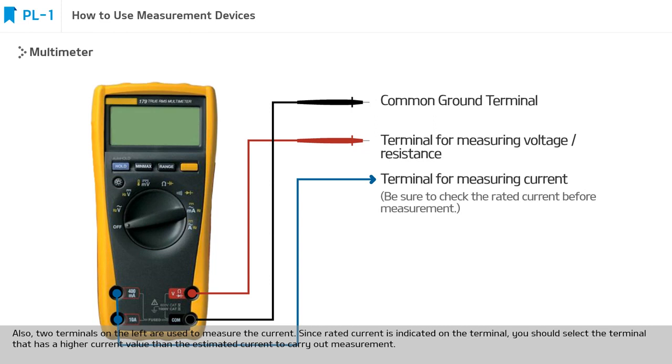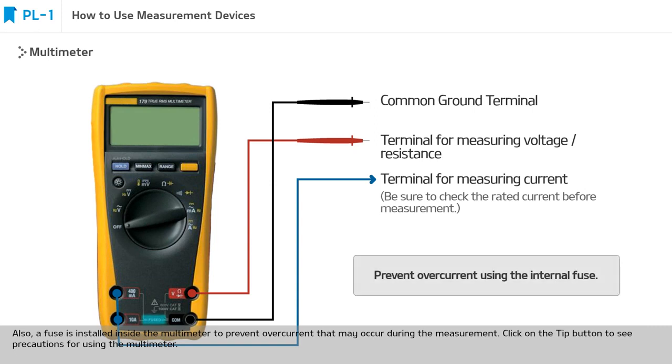Since rated current is indicated on the terminal, you should select the terminal that has a higher current value than the estimated current to carry out measurement. Also, a fuse is installed inside the multimeter to prevent overcurrent that may occur during the measurement. Click on the tip button to see precautions for using the multimeter.